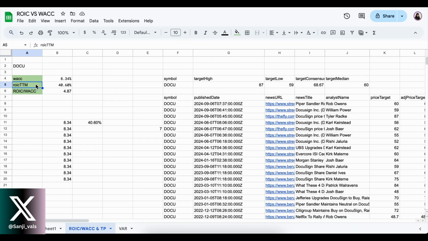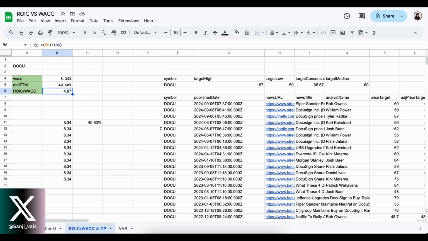So the ROIC trailing 12 months, ROIC is the return on invested capital. In simple terms, it is showing your return on your capital, and the WACC is the weighted average cost of capital. That's basically the cost that the company is paying to support its debt and its equity. In our case, the cost is 8.34%, and the return on invested capital is 40%, which is higher than the company's cost. So then we divide the return on invested capital by the weighted average cost of capital, and we get the ratio of 4.87, which means that DOCU is very efficient in its capital utilization.